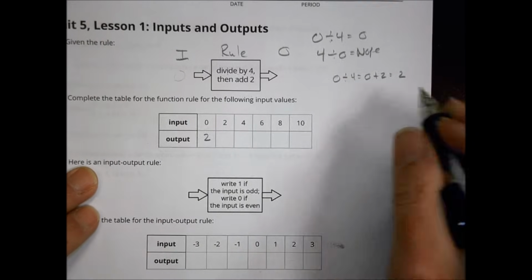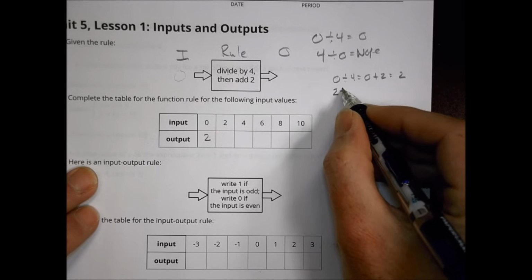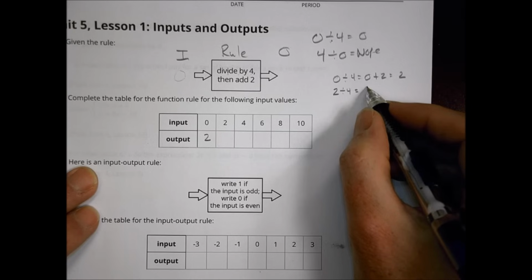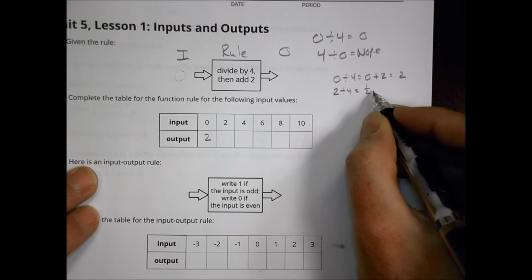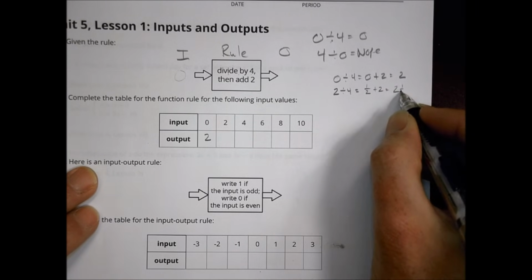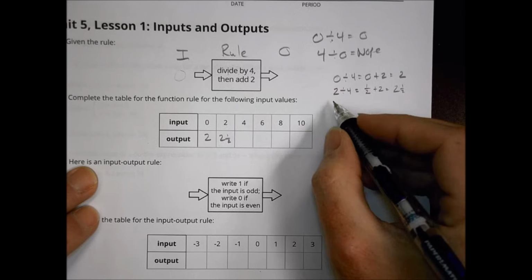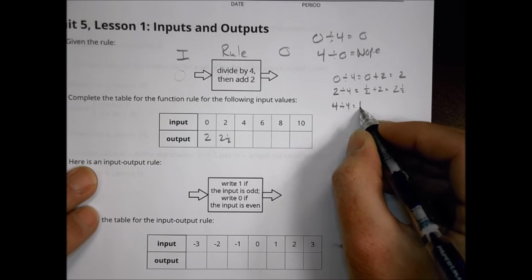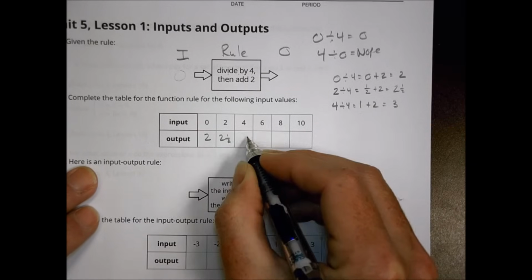That's the first one. For the second one, we have the input 2. We divide that by 4. And so we have 2 divided by 4 is 2/4 or 1/2. Okay, we add 2 to that, and we end up with 2 1/2 or 2.5, depending on what you want to work with. For the next one, we have 4 divided by 4, which equals 1. We add 2 to that for the rule, and we end up with 3.